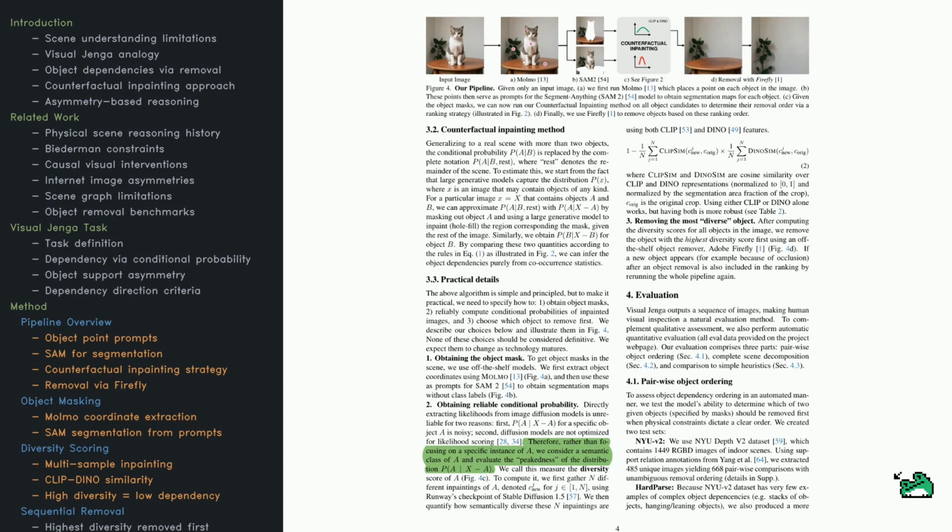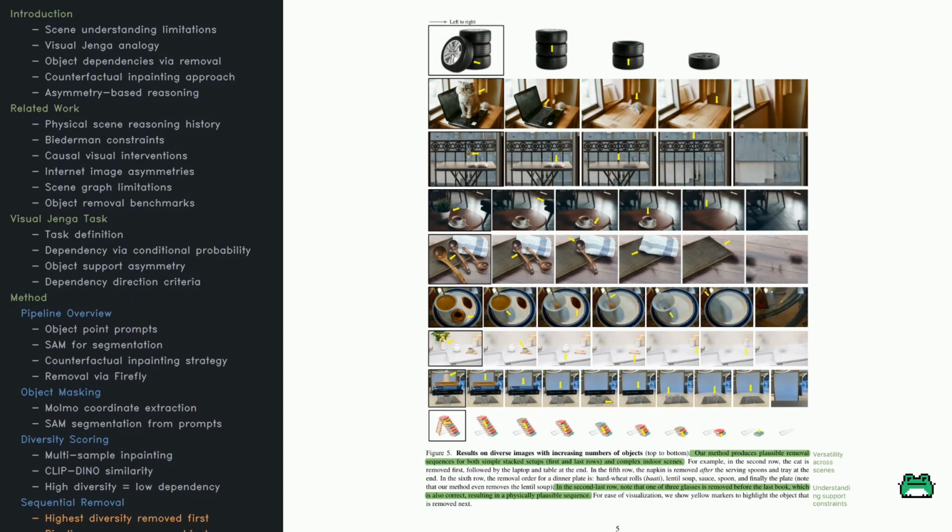Rather than rely on raw likelihood scores from diffusion models, which can be noisy, they use inpainting diversity as a proxy. It's a simple but effective way to measure how objects anchor a scene. This modular design cleverly reuses existing models, Molmo, SAM, CLIP, DINO, and Adobe Firefly for final inpainting, without retraining them from scratch. Let's look at some results.